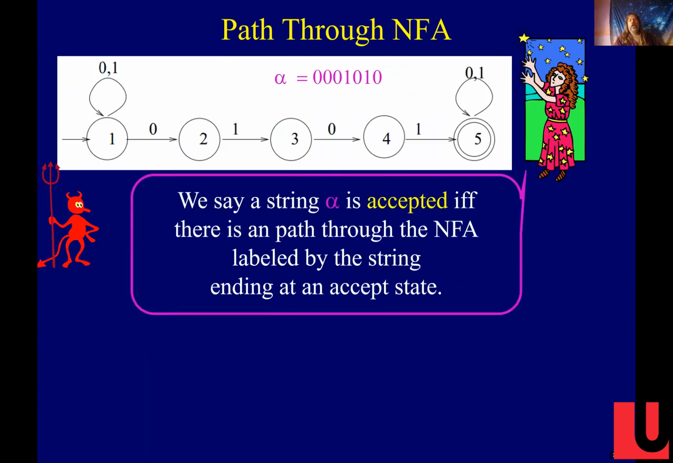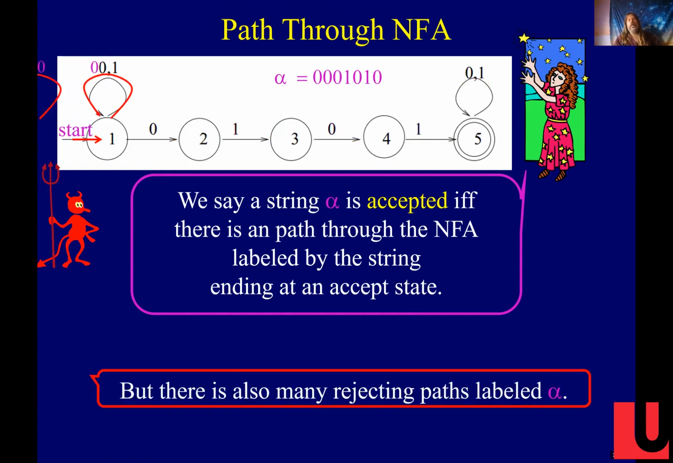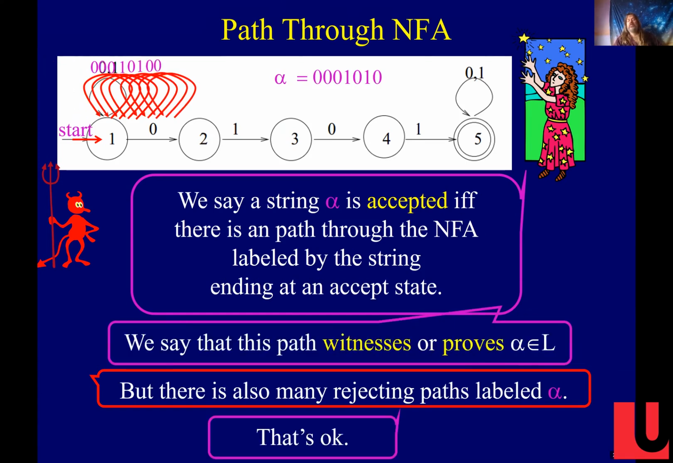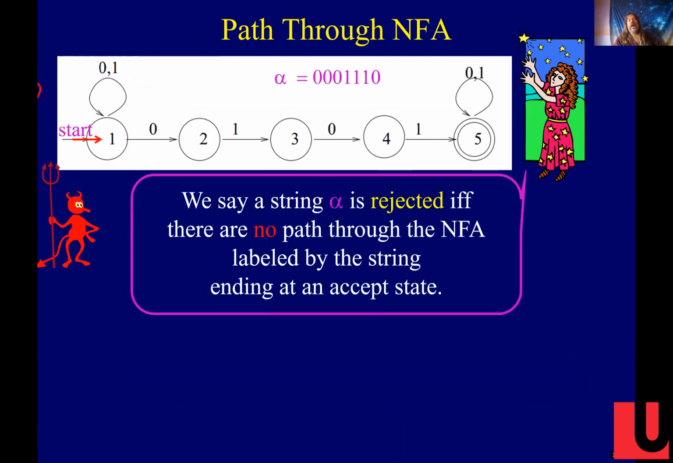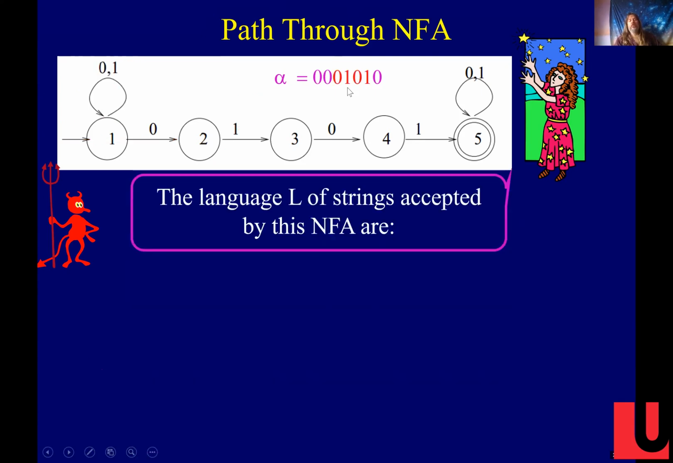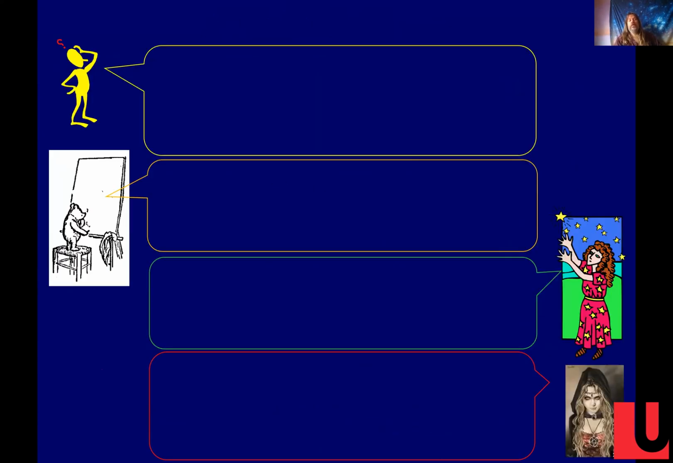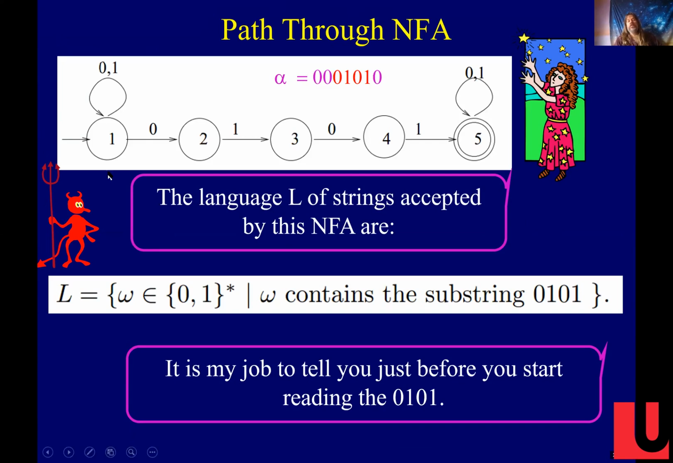So this is just saying what we've said before. A string is accepted if there exists a path. There may be many reject paths, but there's at least one accept path, and this witnesses that the string is accepted. And here's this guy here. Remember, we said already, this one has no accept path, so the machine says no. And the language accepted by the machine is those strings that contain 0, 1, 0, 1. All right, everybody follow that?